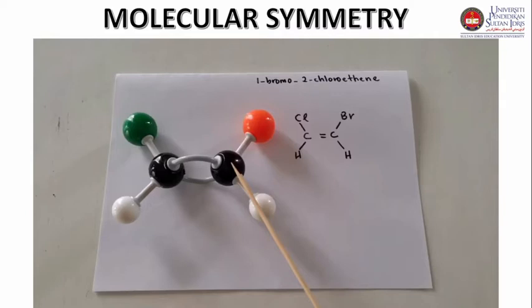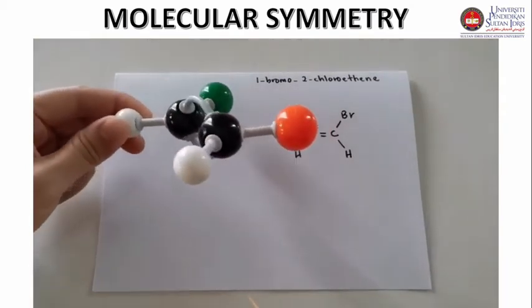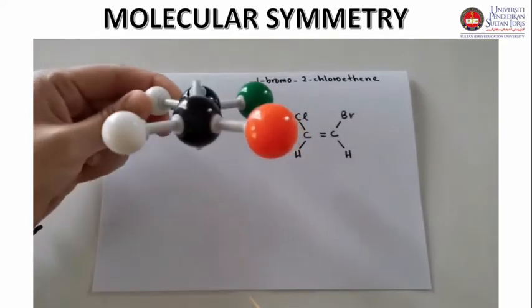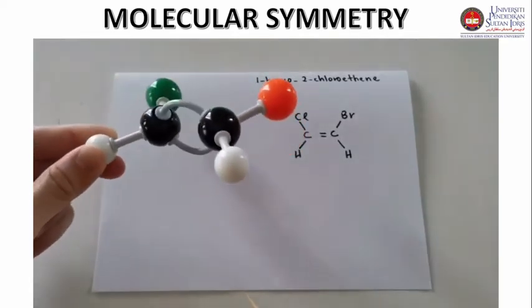The black ball represents our carbon atom, the orange ball represents bromine, the green ball represents chlorine, and the white ball represents the hydrogen atom, as you can clearly observe through this picture. Now you can already see that all the atoms are lying in the same plane. Guys, you can check this front view of the molecule, and this is the side view of the molecule. You can clearly observe that all the atoms lie in the same plane.